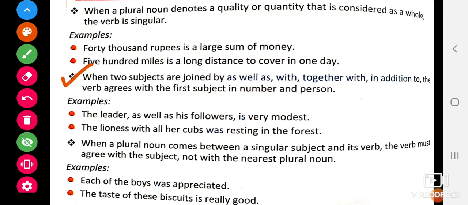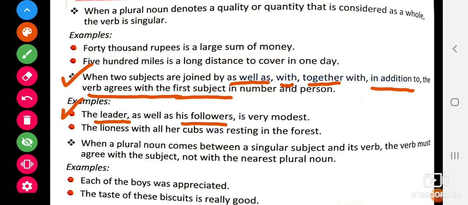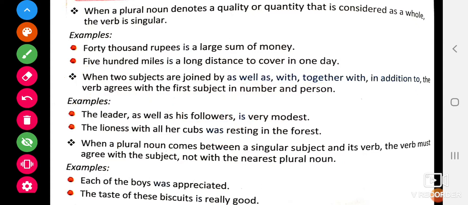When two subjects are joined by as well as, with, together with, in addition to, the verb agrees with the first subject in number and person. Look at this example. There are two subjects. The first subject is leader, the second subject is his followers. And this is joined by as well as. So the verb has to agree with the first subject. As the first subject is singular, here the verb is also singular.